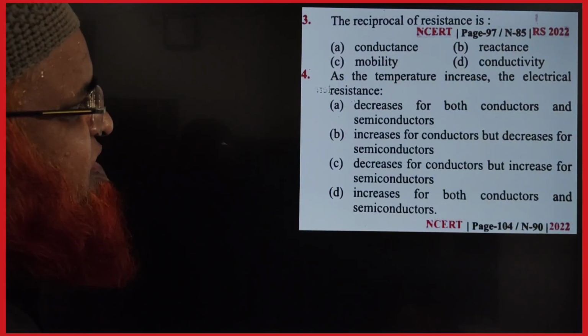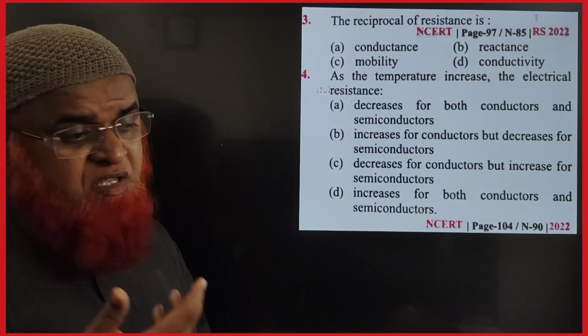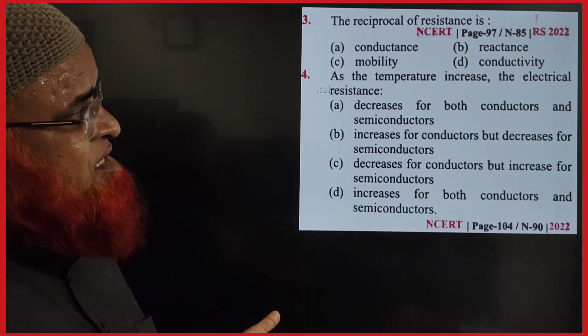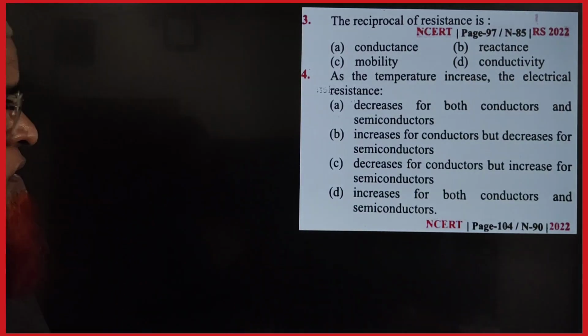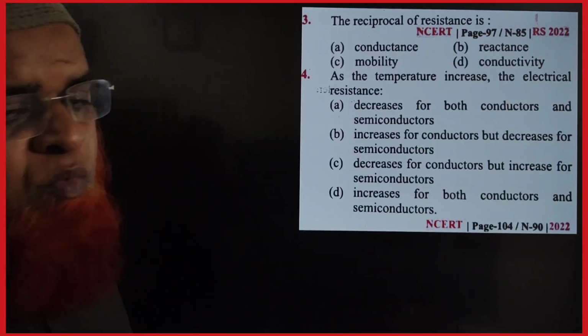The reciprocal of resistance: resistance means opposition to the flow of electrons, and conductance means allowing electrons. So the reciprocal of resistance is conductance. Understood? Now, as the temperature increases, what happens to the electrical resistance?